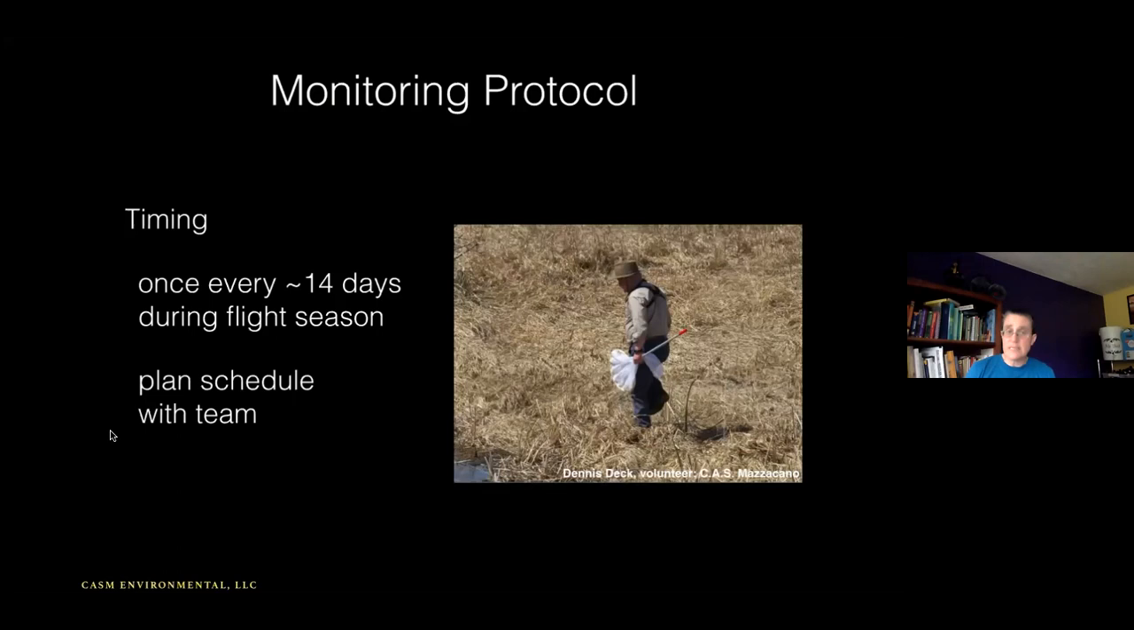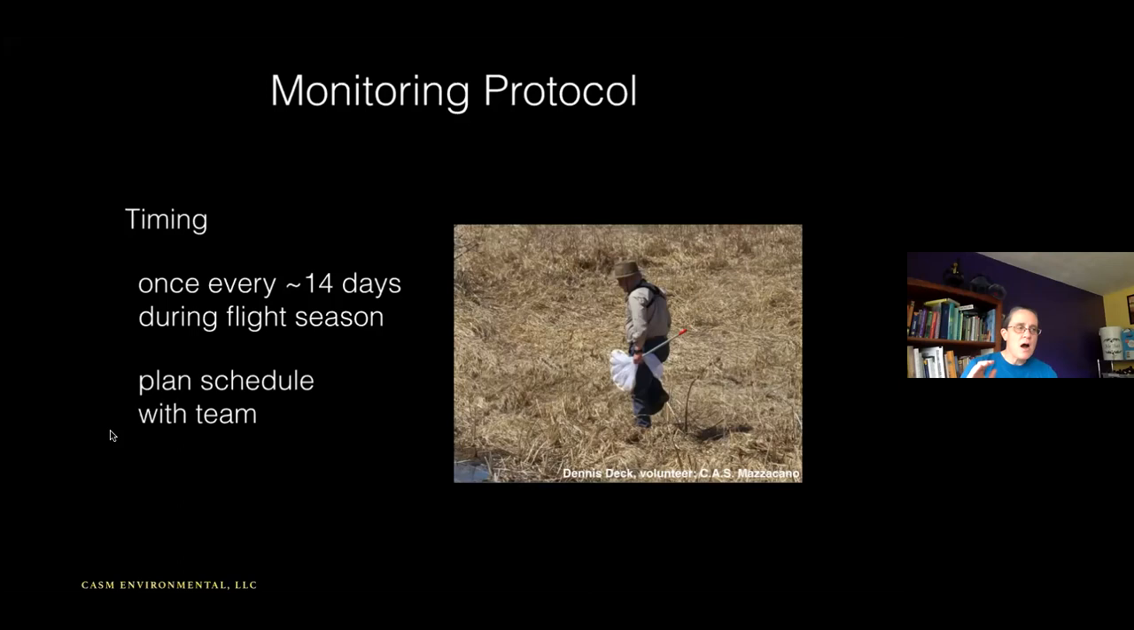Now that date slides around a little bit because maybe the weather's not good. It's too hot, it's too windy. Maybe one of the people on the survey team has something come up and can't make it. So our goal is once every 14 days. We tend to stick to that pretty well, but it's okay if that slides a little bit. And you will be planning and signing up, and Tiffany will talk more about this, via a Google Docs system for the surveys that you're going to do.